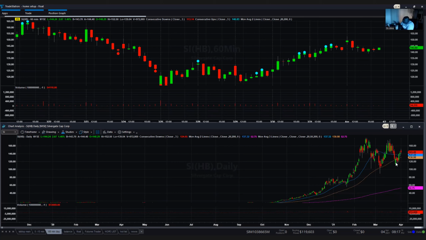I'm sorry, but once it gets in between the 50 and the 20, you wait for a green day. You could wait for 2 green days for it to start to pop back up, and then you get into it there, because now you're showing that we're going up pretty strong, bouncing off of the 200 if it goes that low.